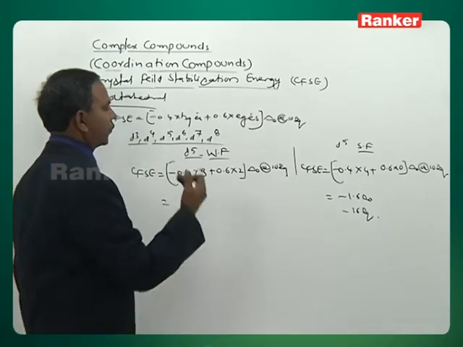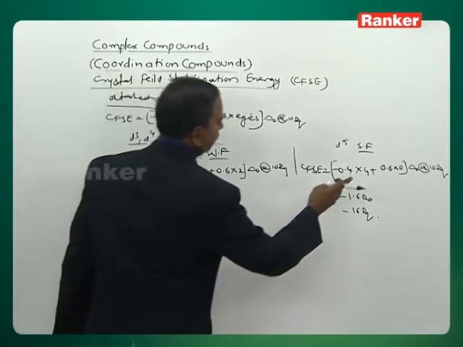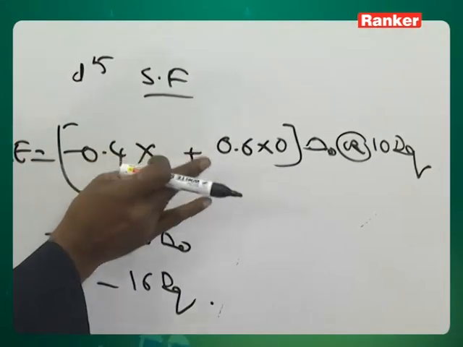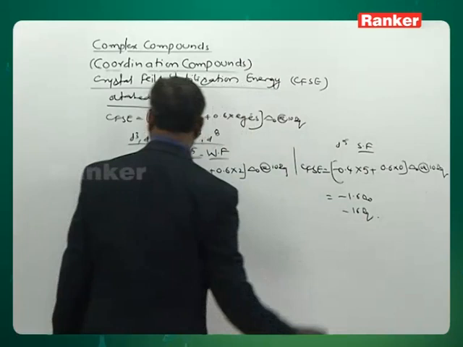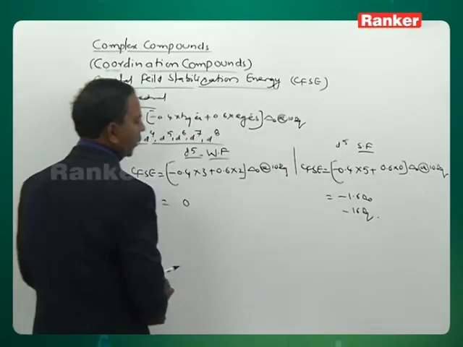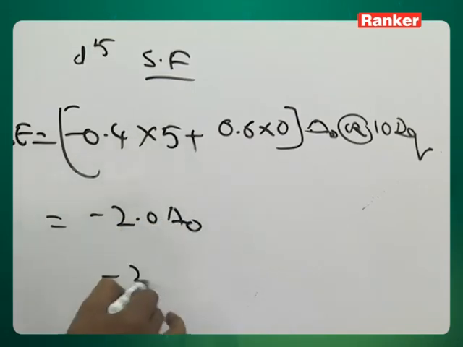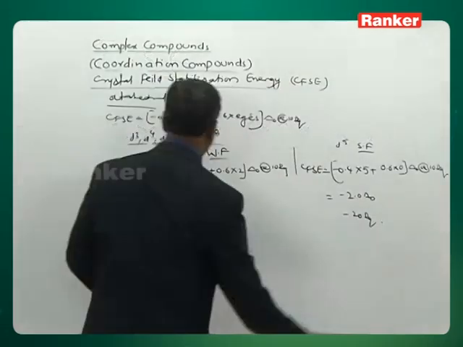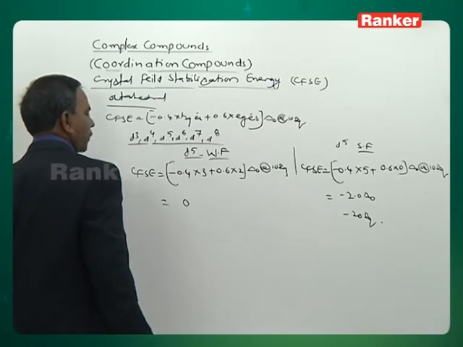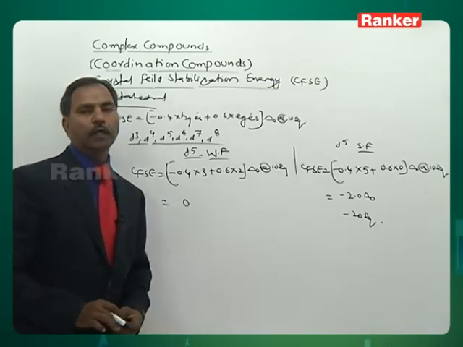Coming to d5 strong field. Here the 4 electrons become 5, then 5 into 4, so the value comes to be minus 2.0 delta O, or minus 20 Dq.